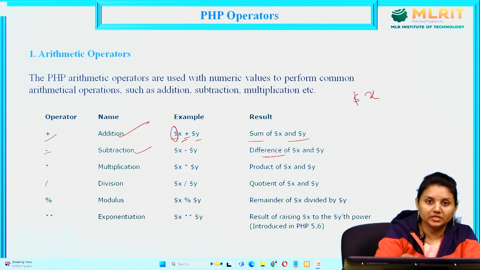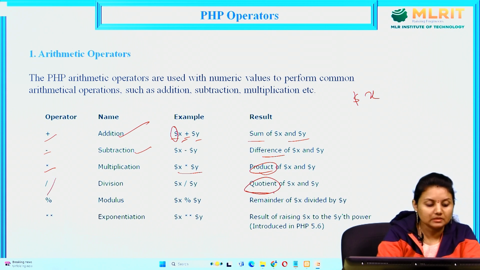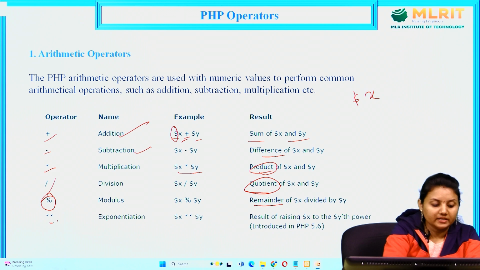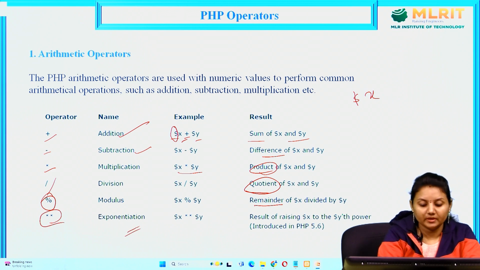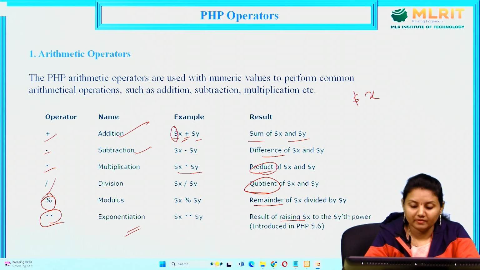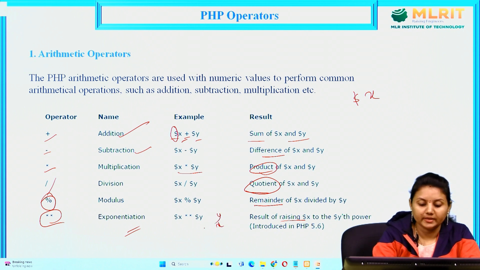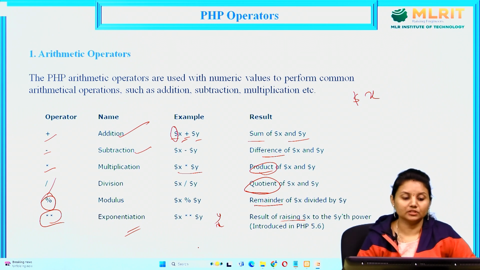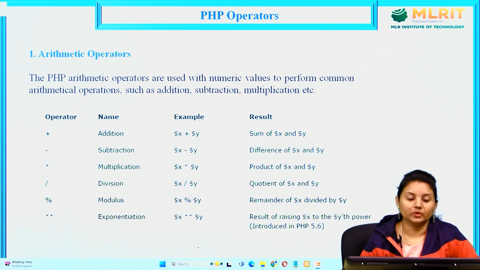Similarly, subtraction gives the difference. Multiplication, star, gives the product. Division, as usual, slash, gives the quotient. The percent symbol is used to find the modulus, so it gives the remainder. And double star is the exponential operator, which raises $x to the power $y, that means x power y. That is the operator which performs the power.